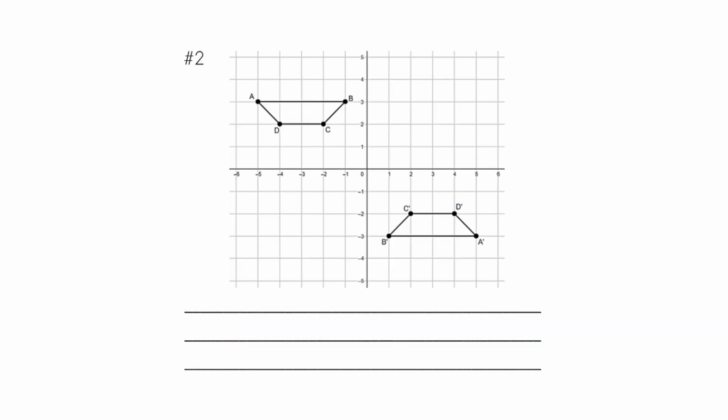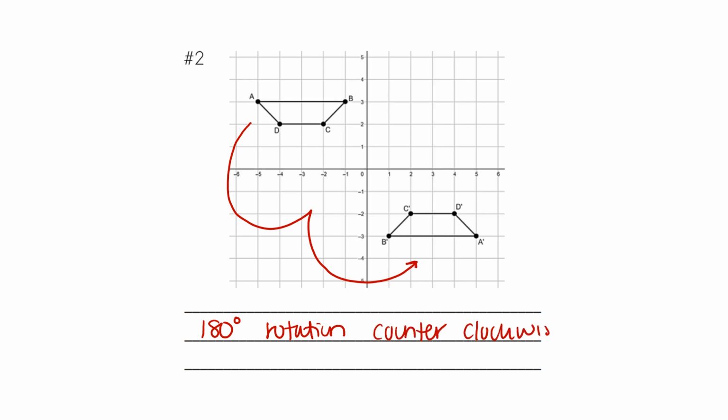For number 2, we are taking the original trapezoid, which is the top, and going to the new trapezoid on the bottom, counting 1, 2 sections. 2 sections is 180 degrees. And we would label that one as a counterclockwise rotation. However, we can also go the other direction, counting 1, 2 times. That is also a 180-degree rotation, and that direction would be clockwise.